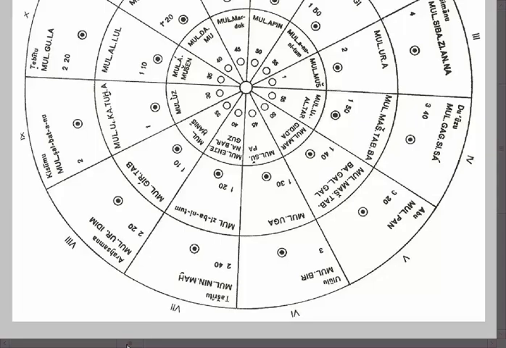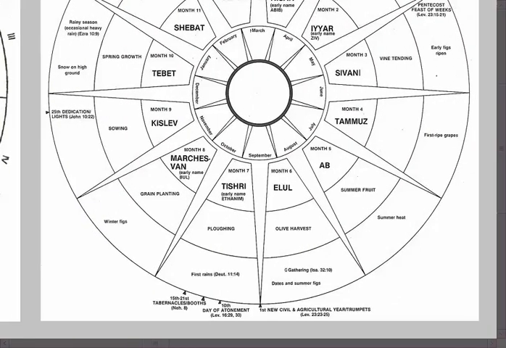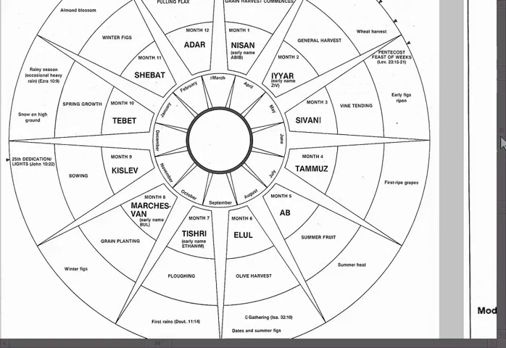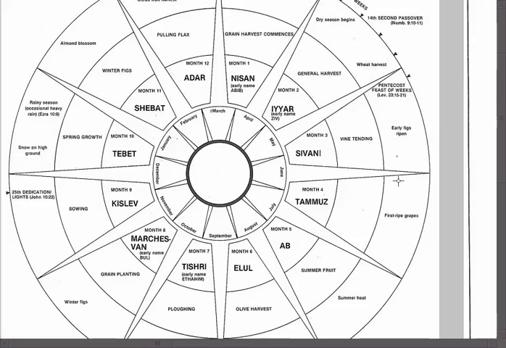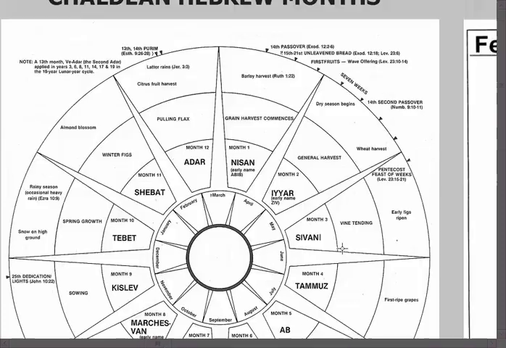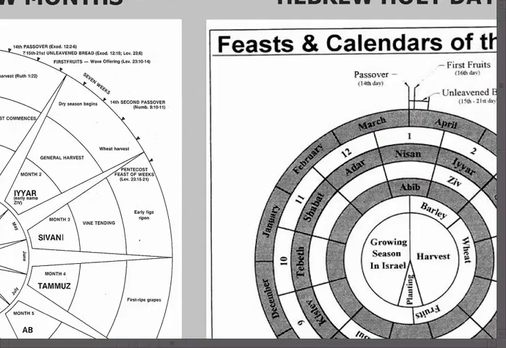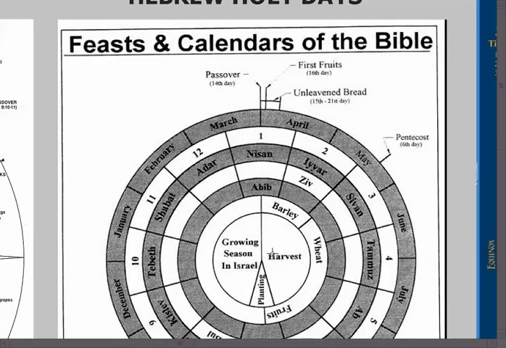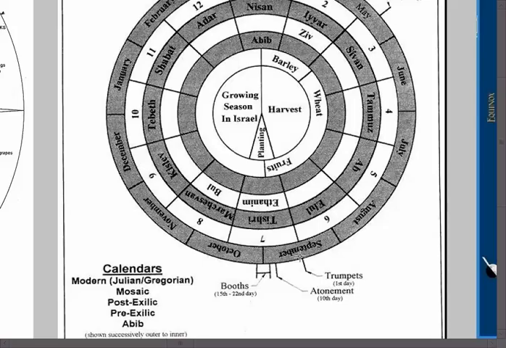And this is the calendar that the Hebrews picked up when they went to Babylon. They were there for 70 years before they came back. Not all of them came back, but when they did, they brought back with them the calendar of the Babylonians. First month Nisan, second month Ayar, third month Sivani, fourth month Tammuz, fifth month Ab, so on and so forth. They kept their feasts and their holy days. Passover, first fruits, unleavened bread, Pentecost. On down you have Yom Kippur, Day of Atonement.